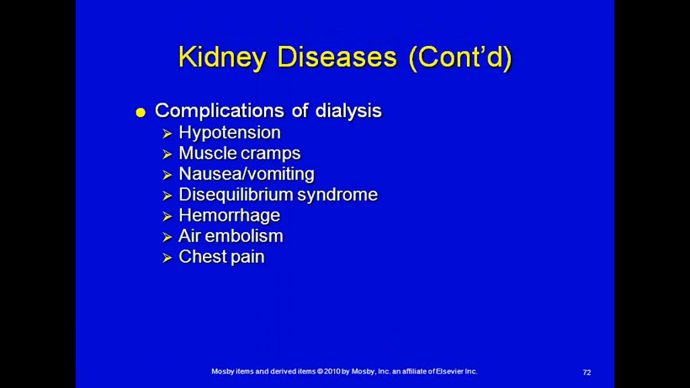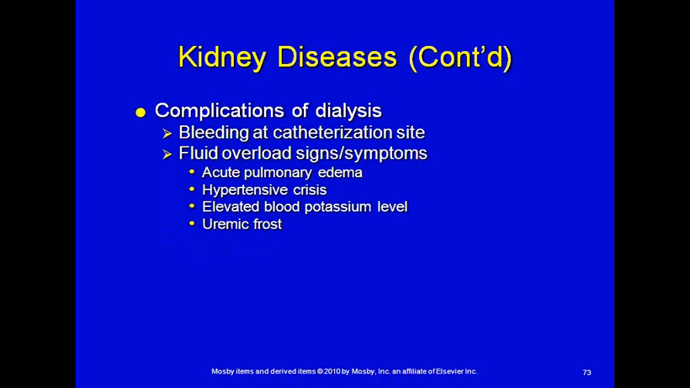muscle cramps, nausea, vomiting, disequilibrium syndrome, hemorrhage from the shunt, air embolism, and chest pain. Bleeding at the catheter site can also be a problem. Fluid overload, and the signs and symptoms of a fluid overload include the development of acute pulmonary edema, development of high blood pressure, elevated potassium level, which we would see on the 12-lead ECG as peaked T waves, and then uremic frost.